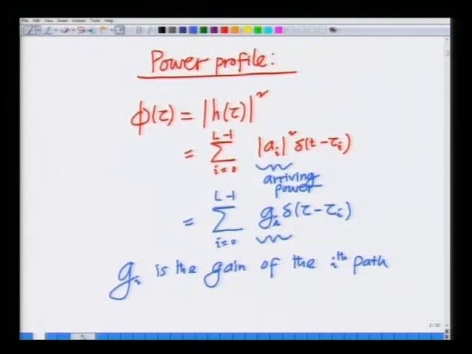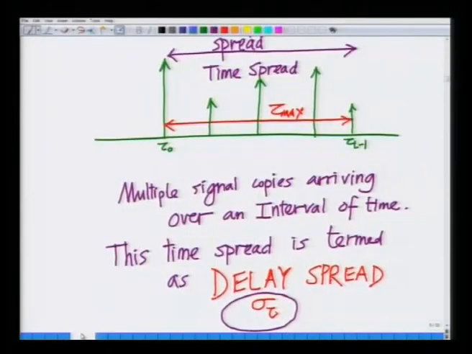And then we also said in a wireless channel we have L paths, the first path arriving at delay tau 0, second path delay tau 1, so on and so forth, with the last path arriving at delay tau L minus 1. The first path has a power G0, second path has a power G1, so on and so forth, the last path has a power G L minus 1.